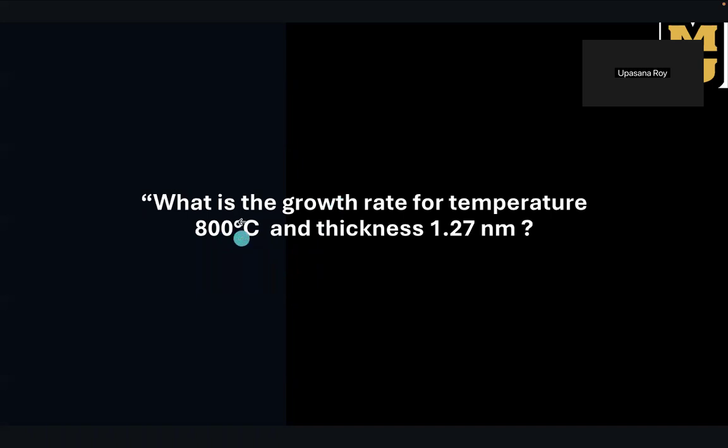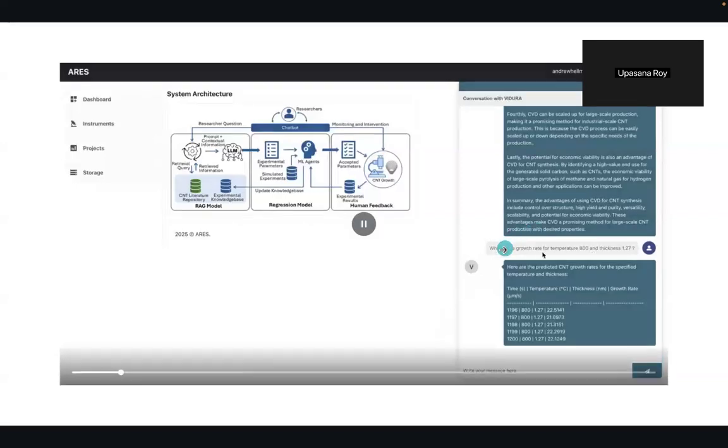So let's find out. What is the growth rate for temperature 800 degrees centigrade and thickness 1.27 nanometer? When I ask this question, you can see there is a bunch of answers, and it tells you for the last 5 seconds what the growth rate would be. For timestamp 1196, it is 22.51, 1197 is 21.09, 1198 is 21.31, 1199 is 22.29, and at the last, it is 22.12.